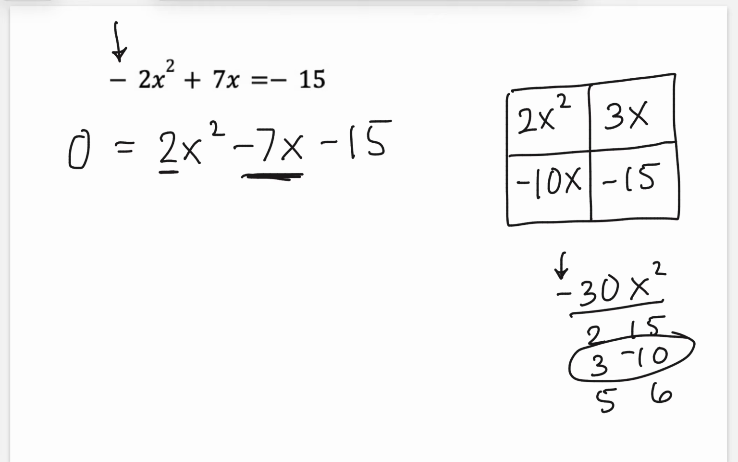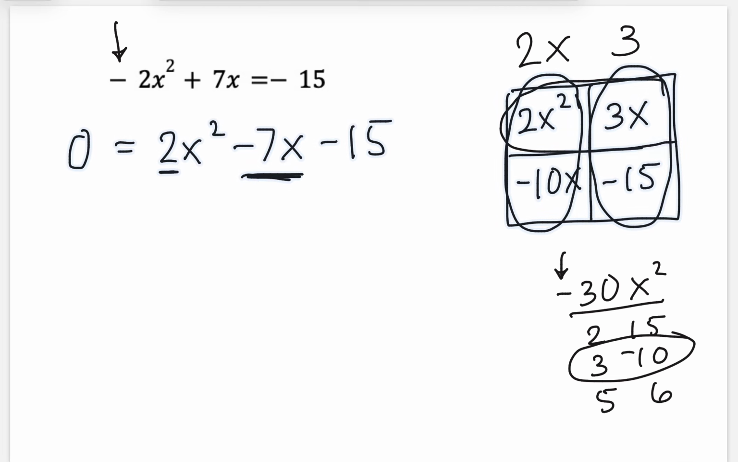And now what I'm doing with my area model is I'm finding the greatest common factor in each row and column. So if I start with the first column, I have 2x squared and negative 10x. So if I look at that column, I think, okay, 2 goes into both 2 and 10, so I can take out a 2, and they both have an x. Then if I look at this column right here, 3x and negative 15, I know that 3 goes into 3 and 3 goes into 15. So I'm going to take out a 3.